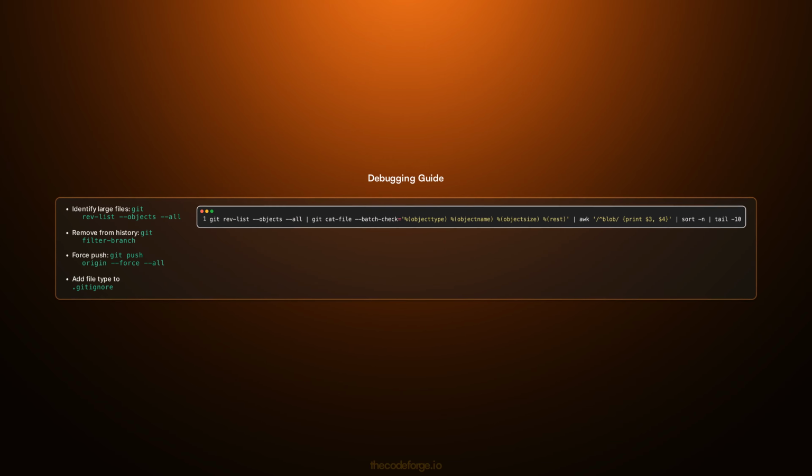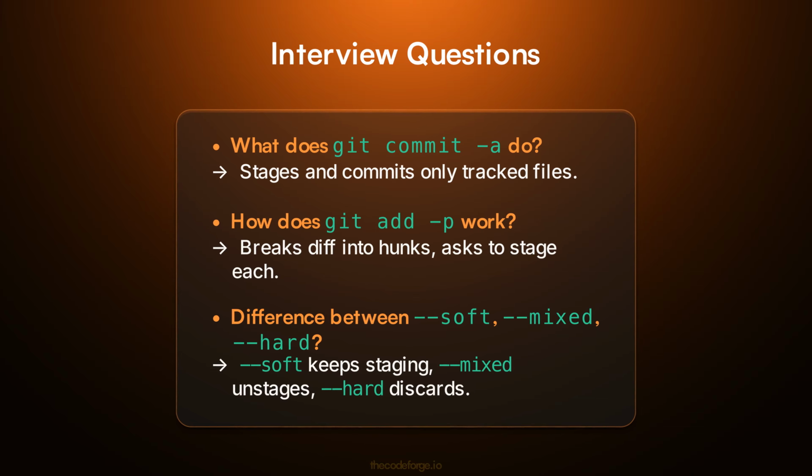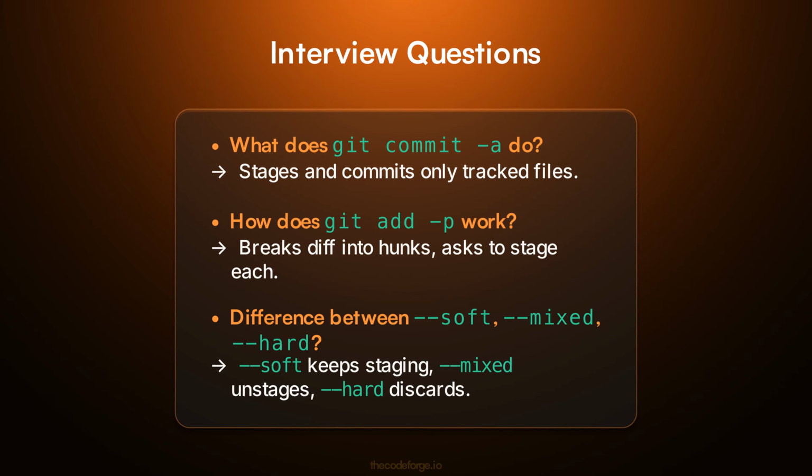Here's how to debug a bloated repo. Use this command to find large files, then remove them with git filter-branch. Let's run through some common interview questions. What does git commit -a do? Stages and commits only tracked files. How does git add -p work? Breaks diff into hunks, asks to stage each.